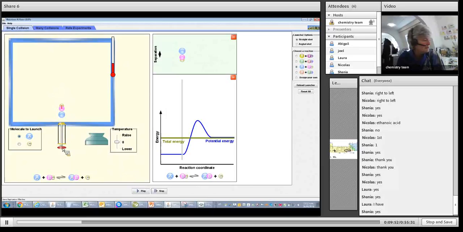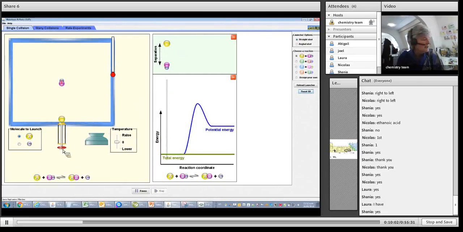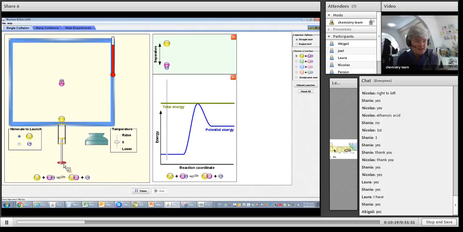Right, I want to reset. Where's my reset? Okay, I'll just go reset all. Okay, so if I do it now, can you see I'm increasing the energy a lot now? So do you expect a reaction to occur now that I'm going to add so much kinetic energy to particle A? Have a look at where the activation energy is and how much energy.